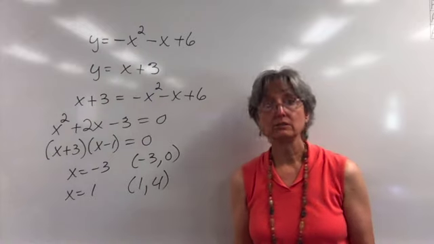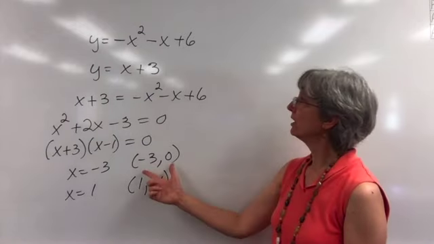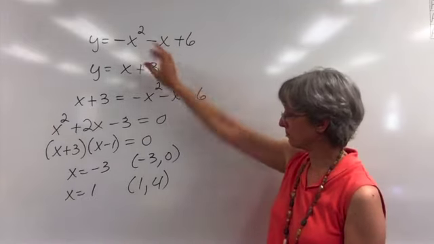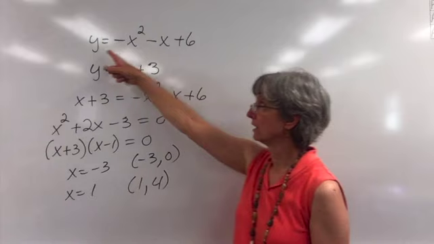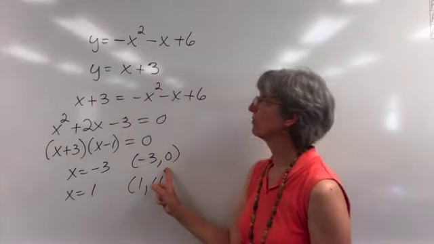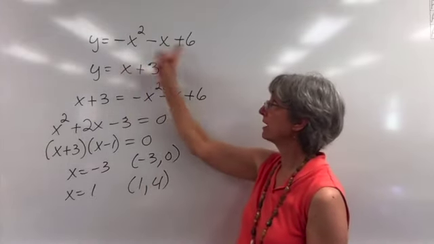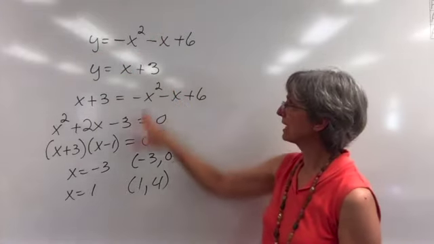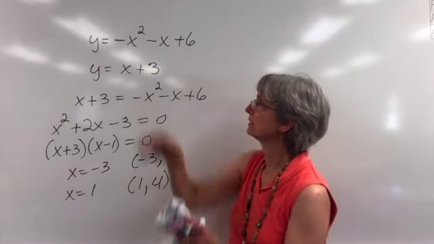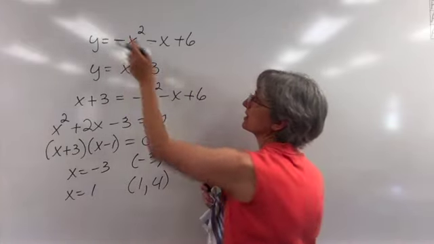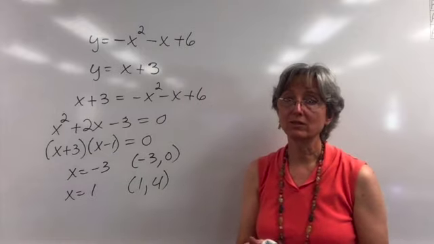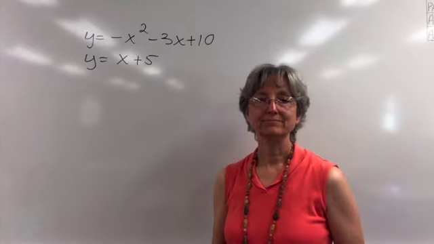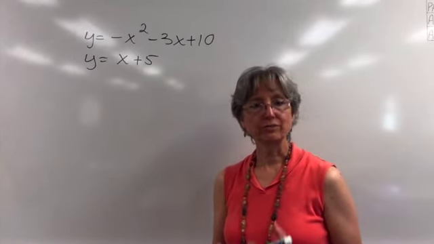How do I check? Plug them into both. I already know that they work in this one. If I plug them into here, when I make my x negative 3, will I get 0 for my y? And when I make x 1, will I get 4 for my y? Be careful when you make x negative 3. Watch this negative. So this x squared, even though I'm squaring a negative, it's still going to be negative because of that negative out in front of it. All right, so be careful when you check that. Let's practice one more just to feel really good about it.